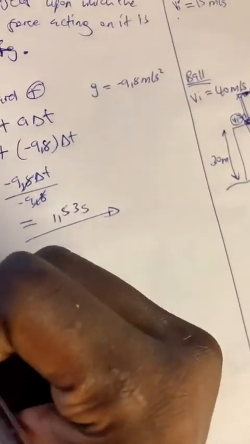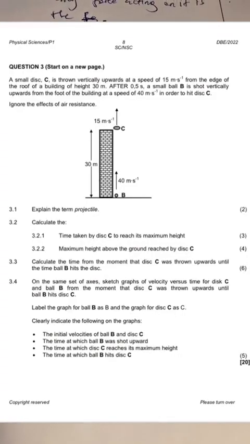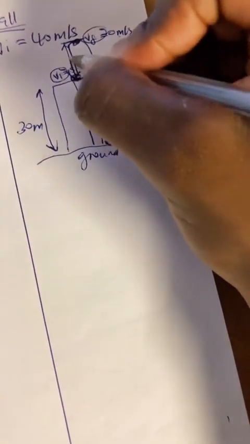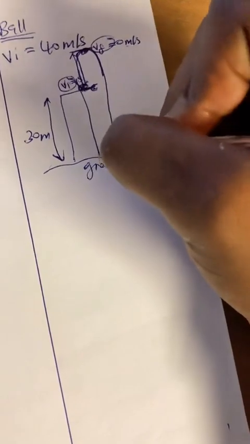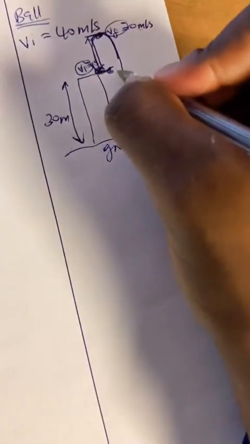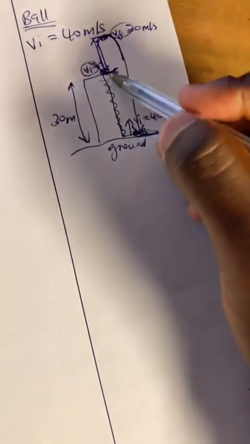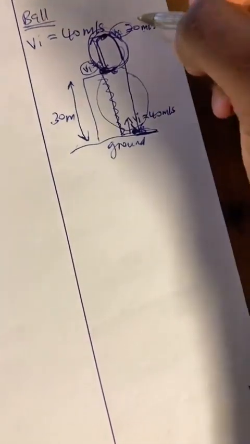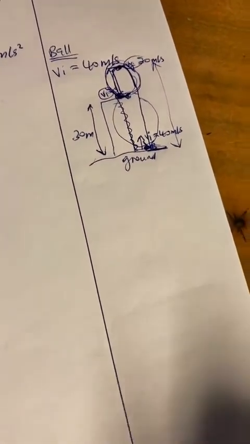Then we go to 3.2.2. It says calculate the maximum height above the ground reached by disk C. We know that here is your disk C, here is your maximum height. Above the ground means starting from here and going upward and going down. This is the height that they are asking, above the ground. To make it easy, you already know the height of this portion, so you only need to know this height. Once you know this height, you're going to add it with this height and get the height of the disk above the ground.